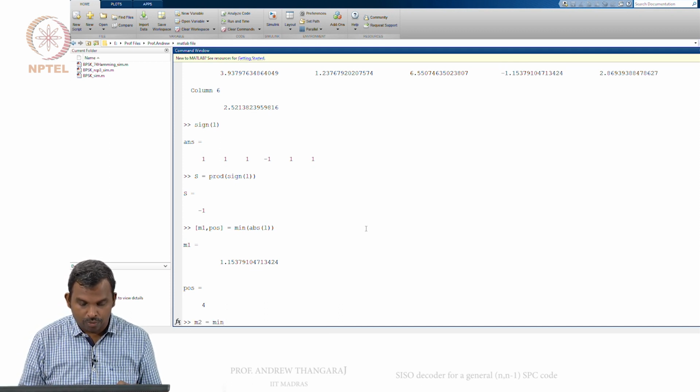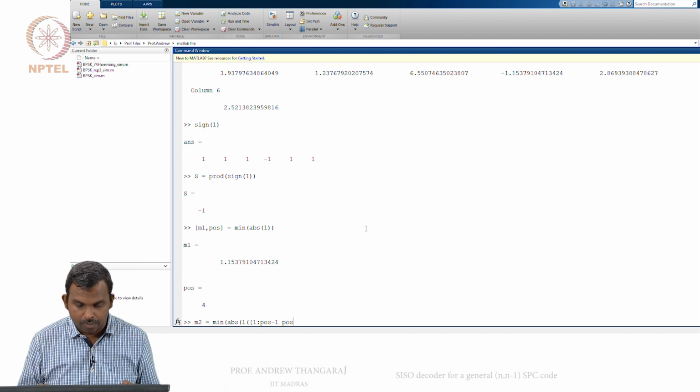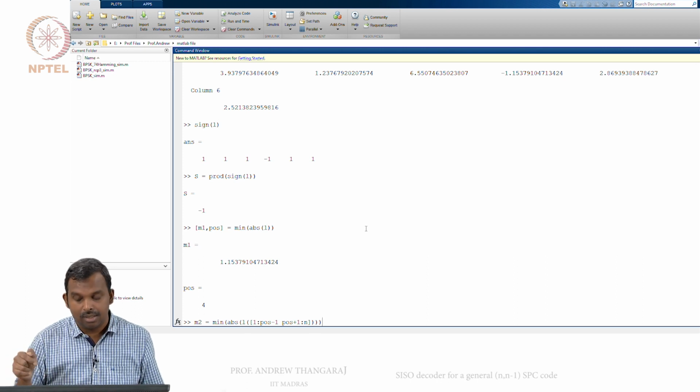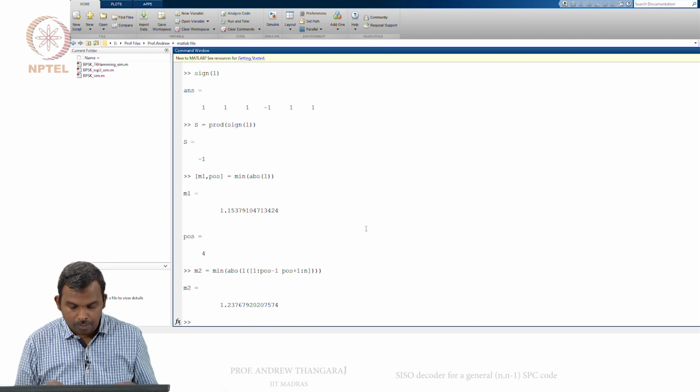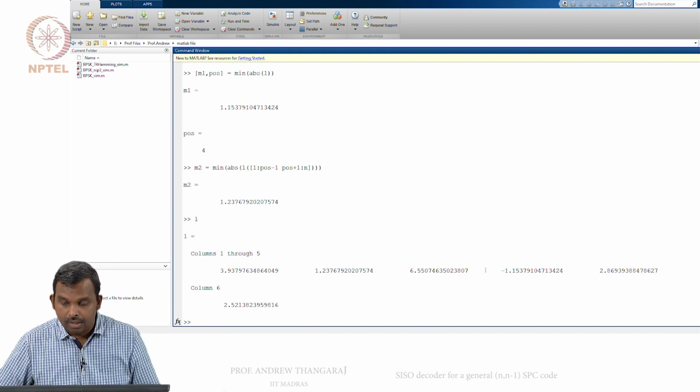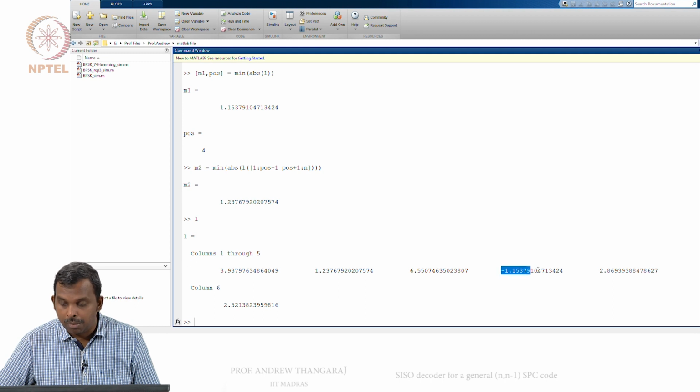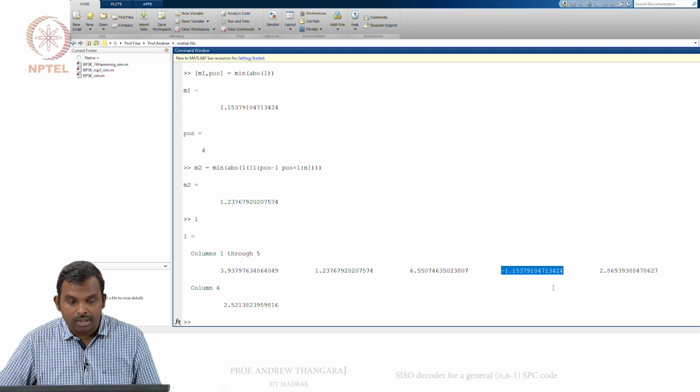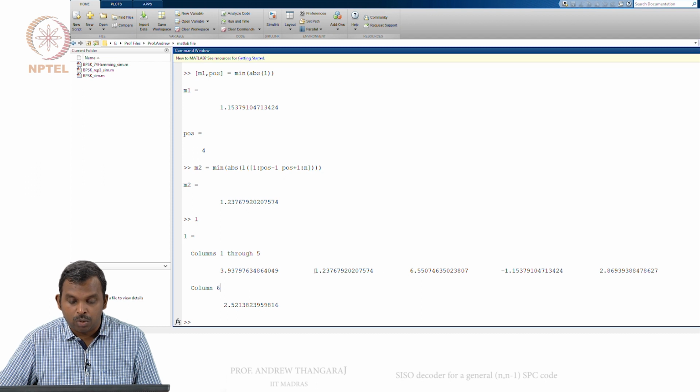M2 is min of abs of L, but for L I want 1 colon pos minus 1, and then I need to do this, put it into brackets, pos plus 1 colon n, isn't it? So minimum of everything else other than the first minimum. So that's m2. Let's check once again that that's correct. You see m1 is the first minimum, it's this 1.15379 in the 4th position. M2 is the second minimum, and that's 1.23.